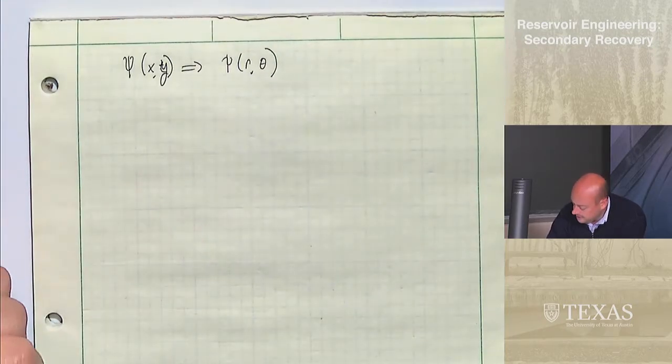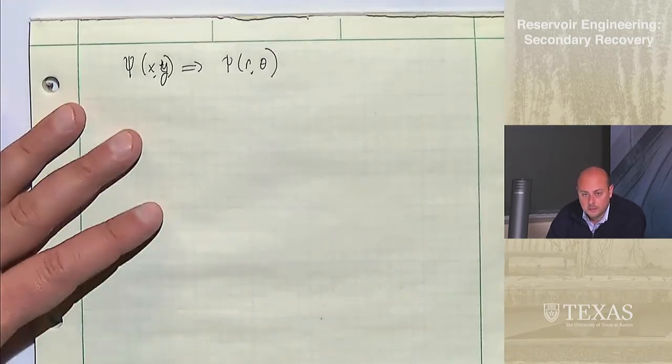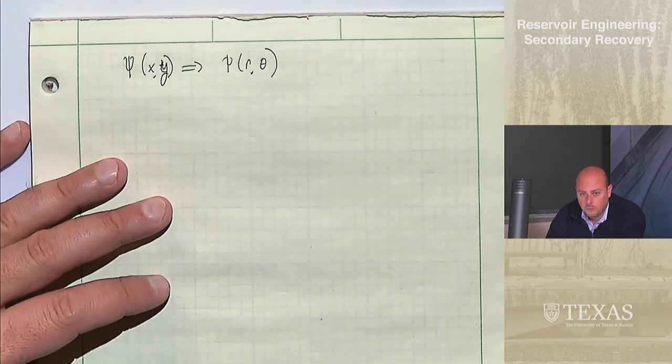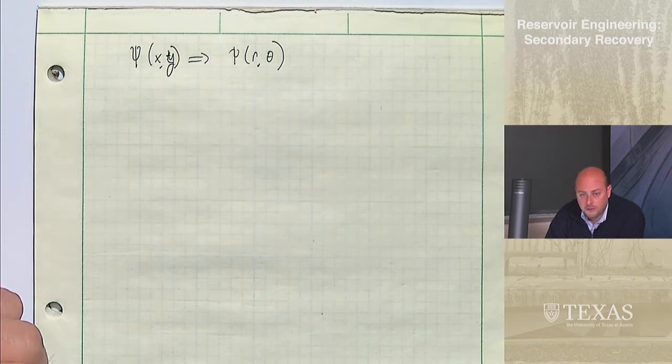And then as I was doing this, I said that the stream function is not a function of radius. And there was a good question about, well, why not? Why is it not a function of radius? Well, generally speaking, it can be. It can be a function of r and theta.